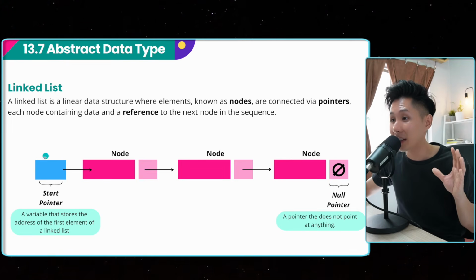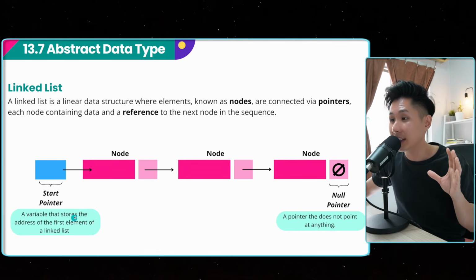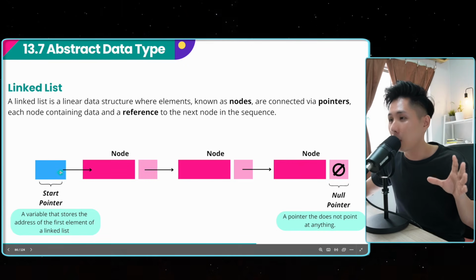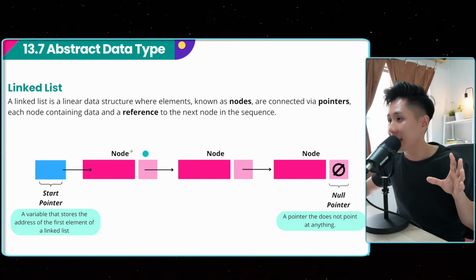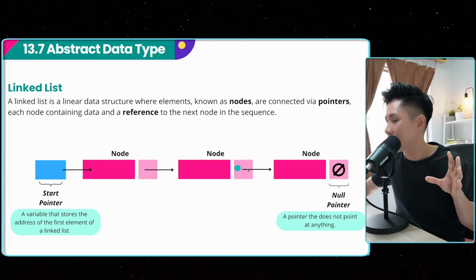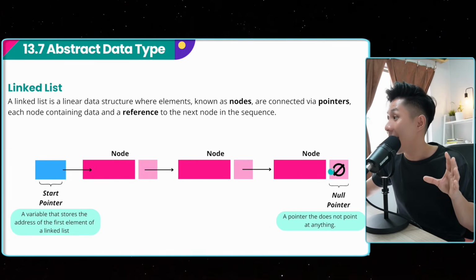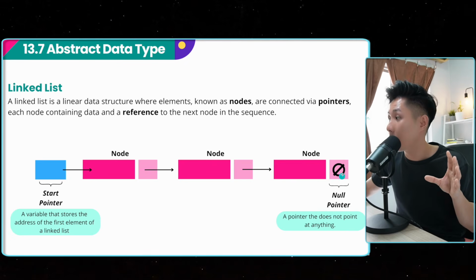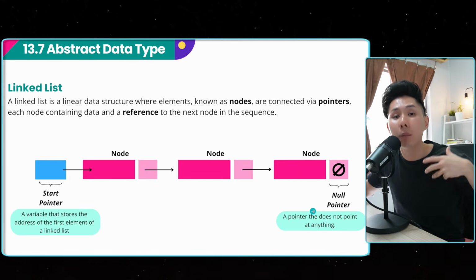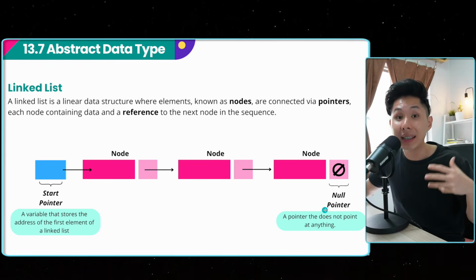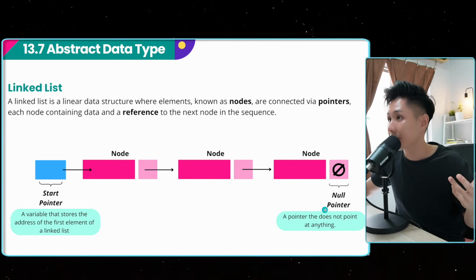So we also have a start pointer, a variable that stores the address of the first element of a linked list, or points to the first node. The first node will point to the second node, the second node will point to the third, and the last node will point to something called a null pointer, a pointer that does not point at anything, which is usually shown as none or blank in pseudocode.